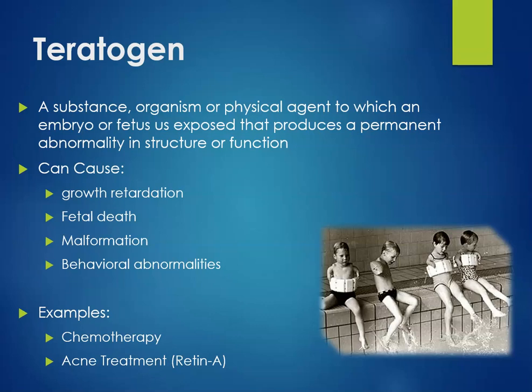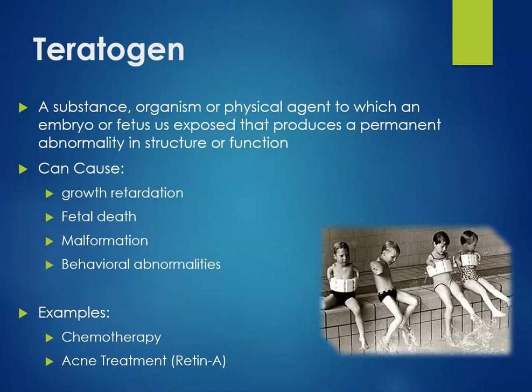But we know that radiation can even be bad for adults, right? So if we have excessive radiation exposure, you're more at risk for cancer. But teratogen really refers to what happens to the fetus or the embryo. So a teratogen often is, we'll call some drugs teratogens. And they can cause growth retardation, they can cause fetal death, they can cause malformation.